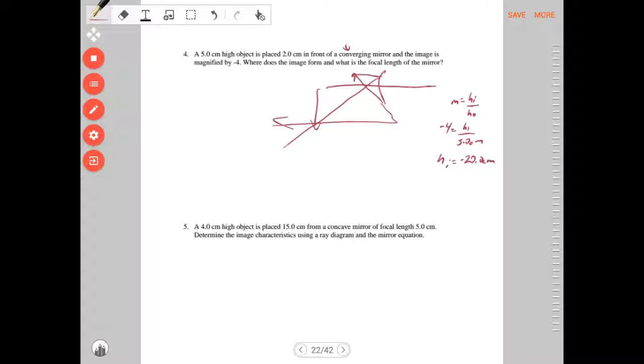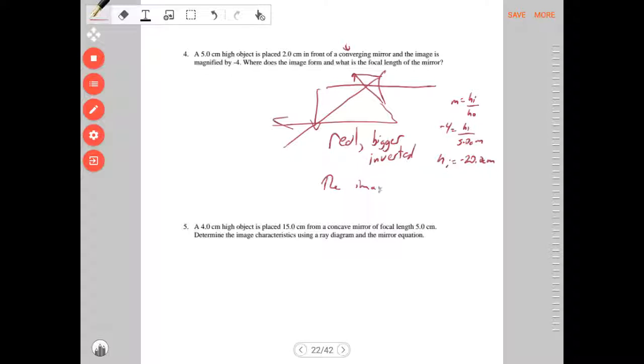So we are outside the focal point. The light rays are actually going to go there. So this is a real image. It is real, it is bigger, and it is inverted. So we know the characteristics right off the bat. Now, where does the image form? Because it's real, it forms in front of the mirror.